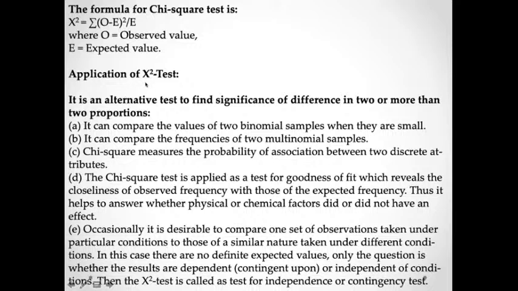So what are the applications of the chi-square test? It is an alternative test to find the significance of difference in two or more than two proportions. It can compare values of two binomial samples even when they are small. It can compare frequencies of two multinomial samples, and the chi-square test is applied as a test for goodness of fit, how fit your test is, which reveals the closeness of the observed frequency with the expected frequency.